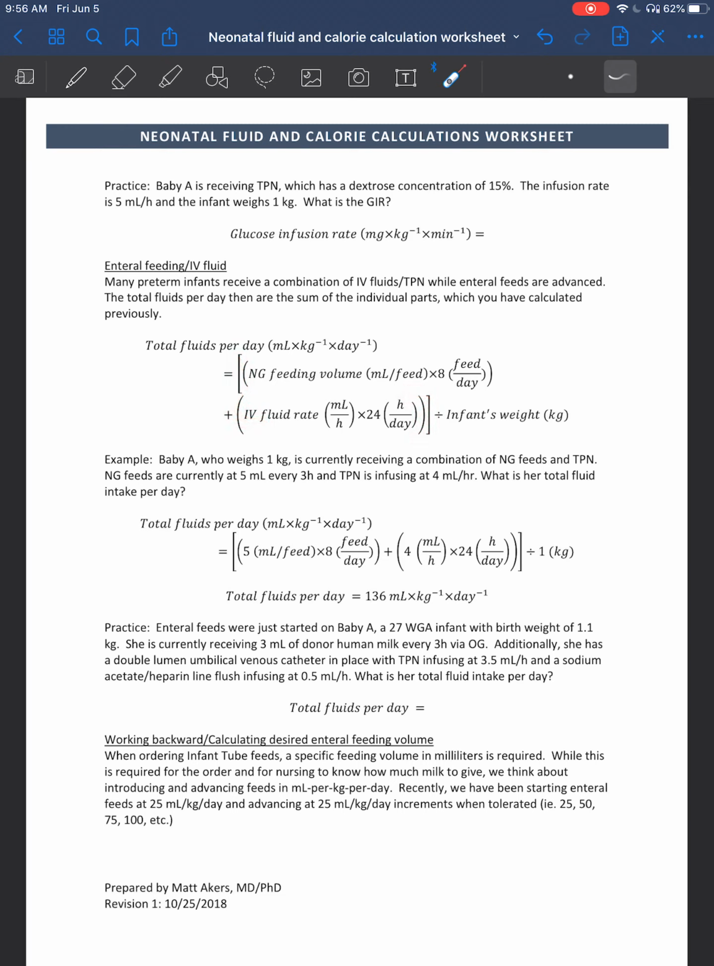Let's look at this example. Baby A weighs 1 kilogram and is currently receiving a combination of NG feeds and TPN. NG feeds are at 5 mils every 3 hours, and the TPN is infusing at 4 milliliters per hour. We're asked to find the total fluid intake. We know the feeding volume is 5 milliliters with each feed. There are 8 feeds in a day. So we would work those numbers. To find the IV component, 4 milliliters per hour times 24 hours in a day. We sum together those two components and divide by the weight. That gives us total fluids per day of 136 mils per kilo per day.